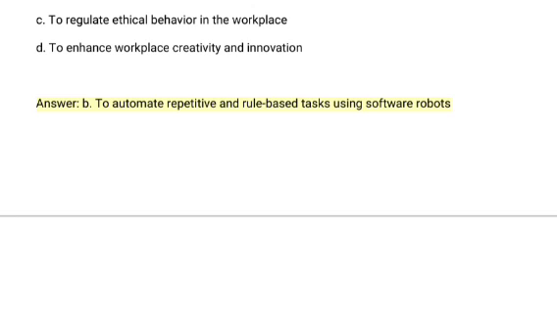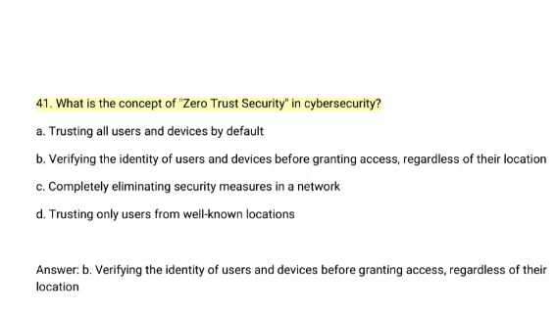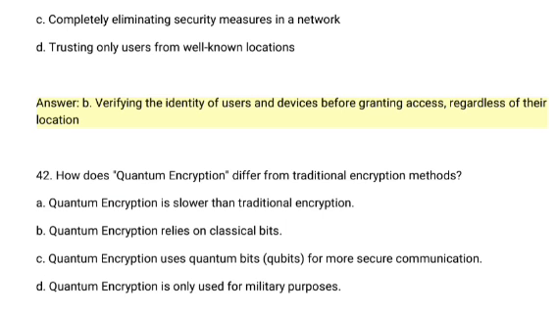41. What is the concept of zero trust security in cybersecurity? A. Trusting all users and devices by default. B. Verifying the identity of users and devices before granting access, regardless of their location. C. Completely eliminating security measures in a network. D. Trusting only users from well-known locations. Answer. B. Verifying the identity of users and devices before granting access, regardless of their location.